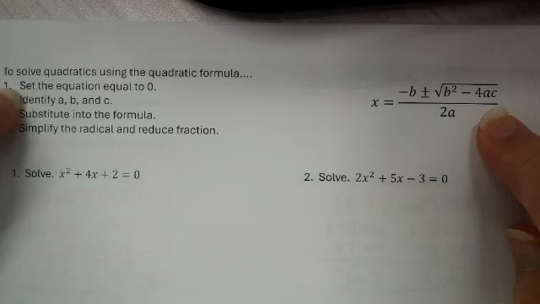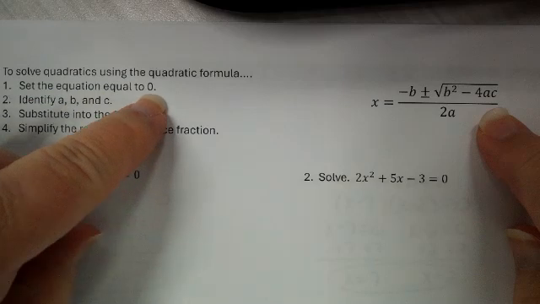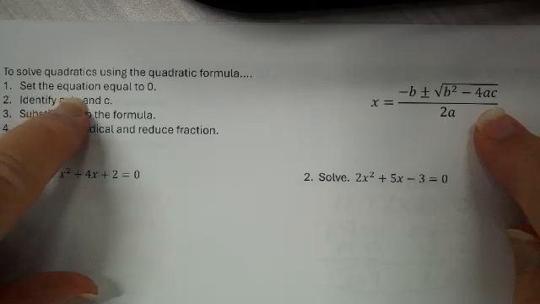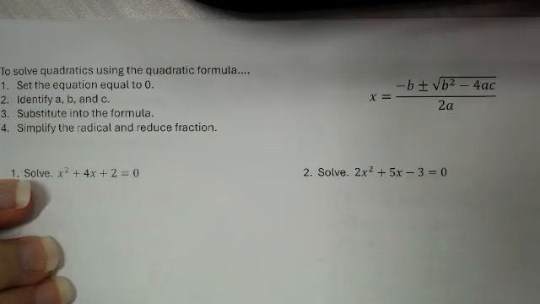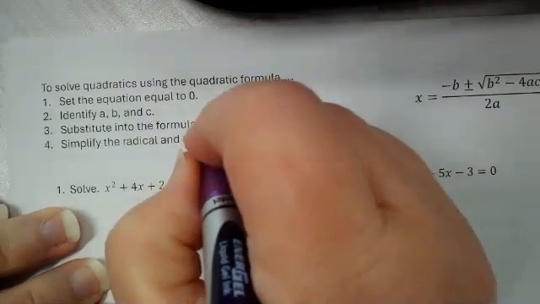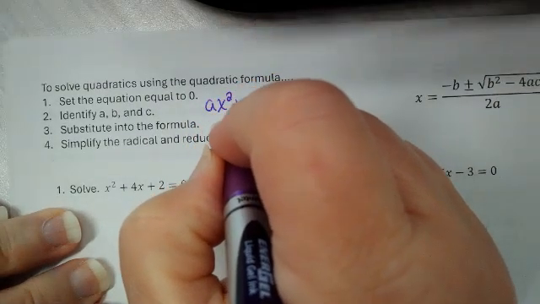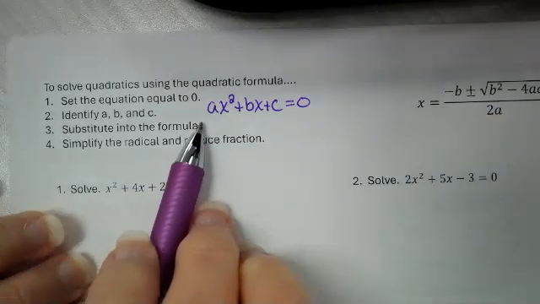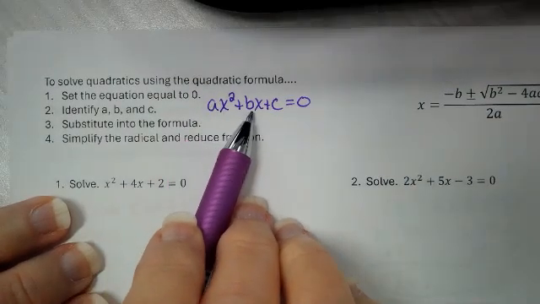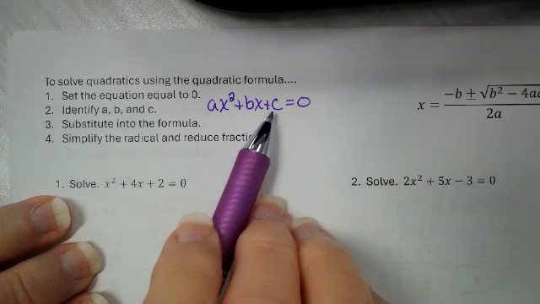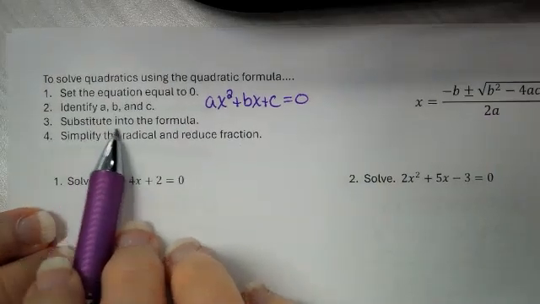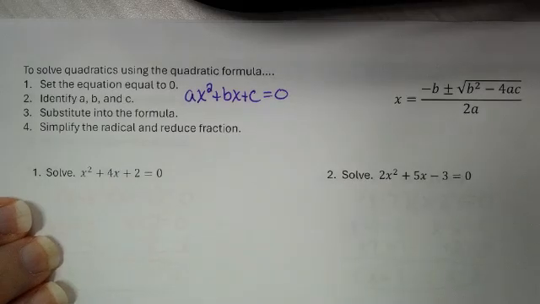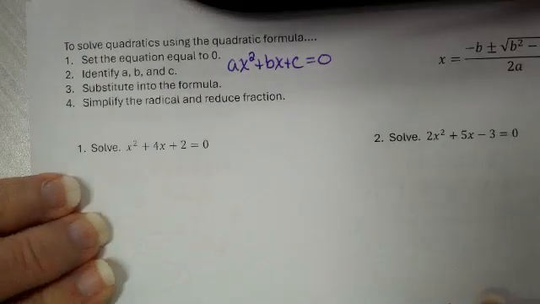So notice first we want to set the equation equal to 0. It's got to say equals 0 before we apply this. Identify a, b, and c. Now in your equation, it's going to be in the form of ax squared plus bx plus c equals 0. A is the coefficient of x squared, b is the coefficient of x, and c is the constant. We're going to substitute everything into the formula, and then we'll simplify the radical and see if we can reduce our fraction. Let's take a look.